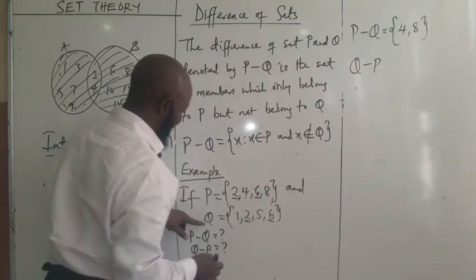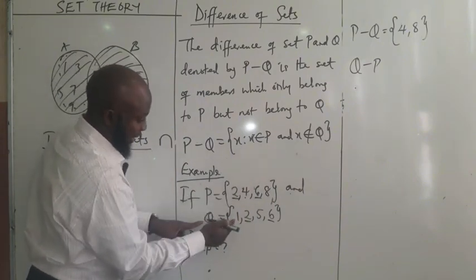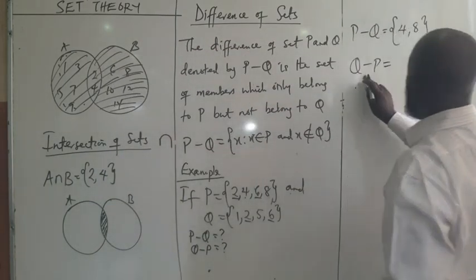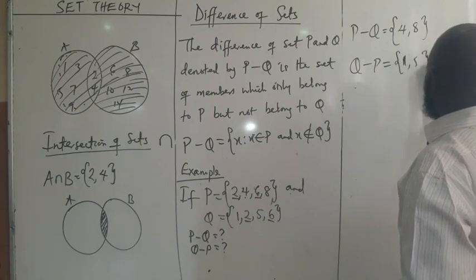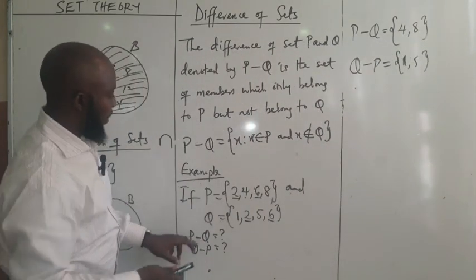So also Q minus P. The only elements we have in Q that are not in P are 1 and 5. So that means Q minus P will be 1 and 5.